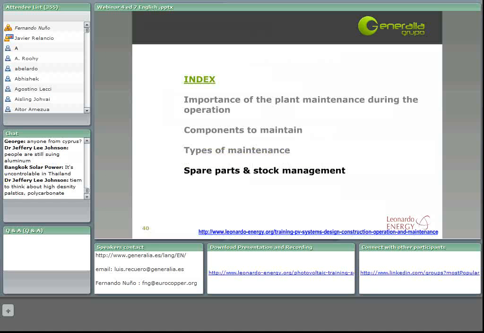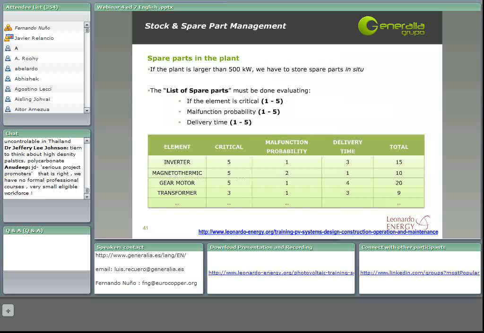Now we will end this session with a couple of slides about the spare parts and the stock management. So, for the spare parts management, it is very useful and very important to have a list of spare parts evaluating if each element is critical, the malfunction probability for each element or device, and the delivery time from our distributor or from our manufacturer, depending on who is offering us the guarantees.